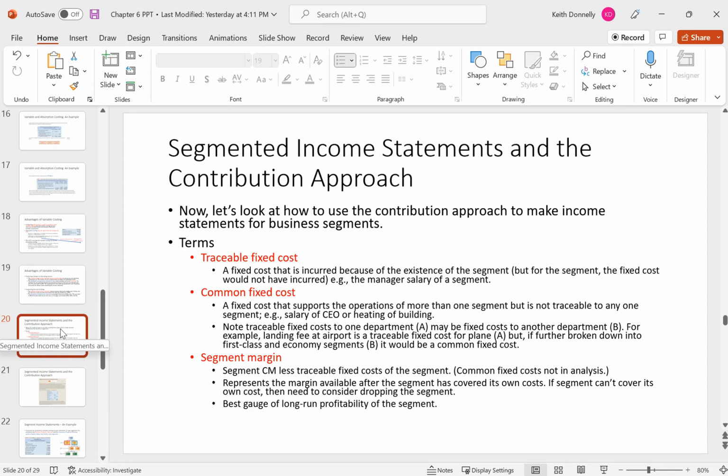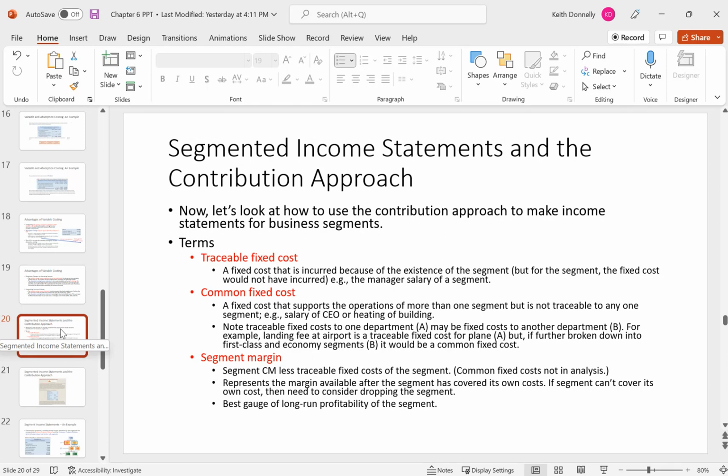Well, if the segment is the airplane, it's a traceable fixed cost. If the segment is a seating aisle or a seating status on the airplane, there's multiple of them, so it would be a common fixed cost. So don't make the mistake of thinking that a single cost could only fall into one bucket. It normally does, but again, it's a function of what you're looking at.